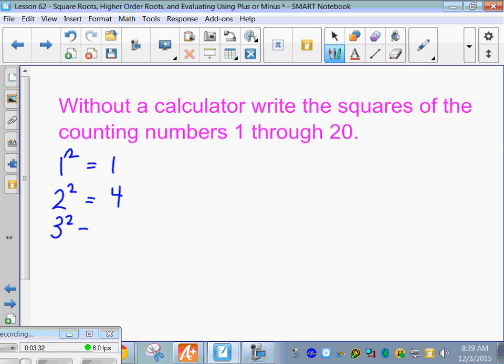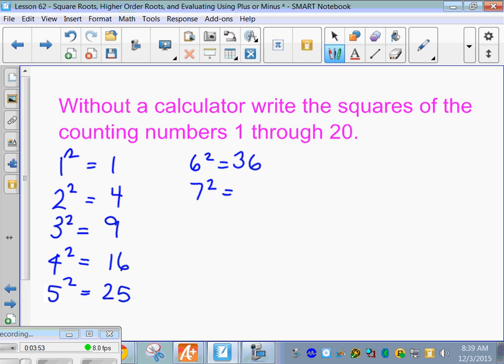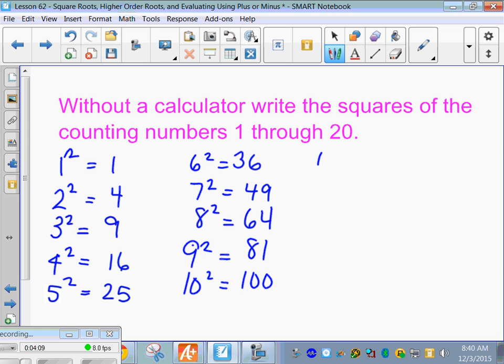Okay, 3 squared, Ella, is 9. Good. And Riley, we're writing these down. 4 squared is, Isaac, what? 16. Good. 5 squared, Caleb, is 25. Excellent. And 6 squared, Evan, is 36. Okay, and 7 squared, Andrew, is 49. And 8 squared, Evie, 64. And 9 squared, Micaiah, 81. And 10 squared, Jordan, is good, 100.